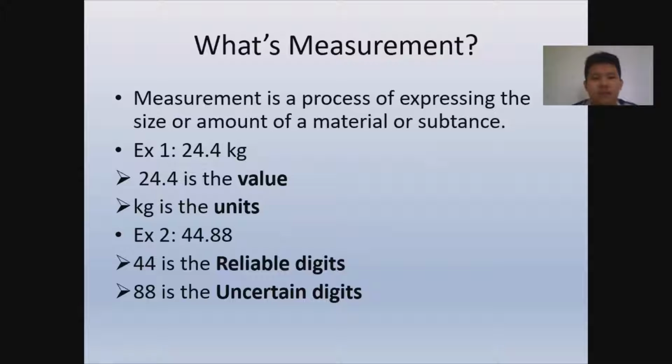What is a measurement? Measurement is the process of expressing the size or amount of material or substance. For example, 24.4 kilogram. 24.4 is the value and kilogram is the unit. And the second example is 44.88. 44 is the reliable digits and 88 is the uncertain digits.